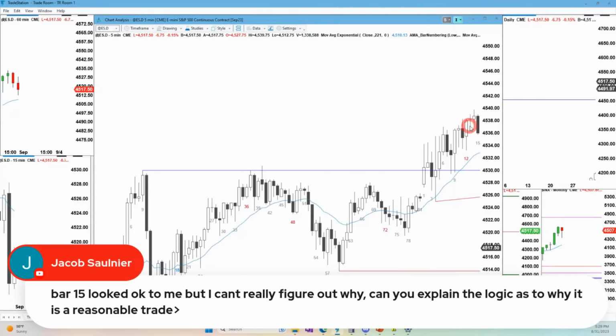So here, the reason why you look at 15 and think, yeah, it's a reasonable trade is we have selling pressure on bar 3, selling pressure on bar 7, selling pressure on bar 11, another bear bar on bar 15. So we reverse down on 3 and 4. We reverse down on 7 and 8. We reverse down on 11. We reverse down on 15.